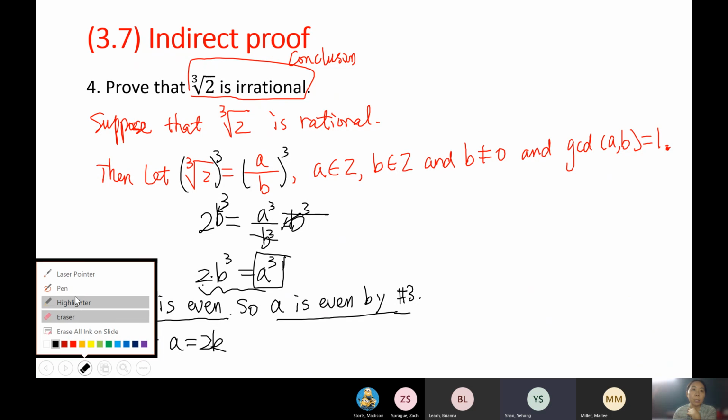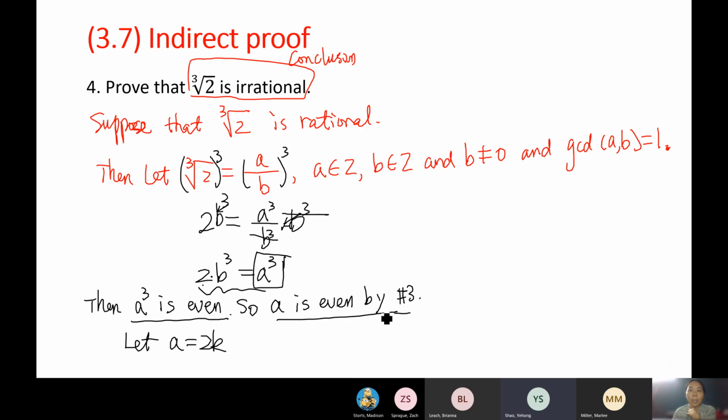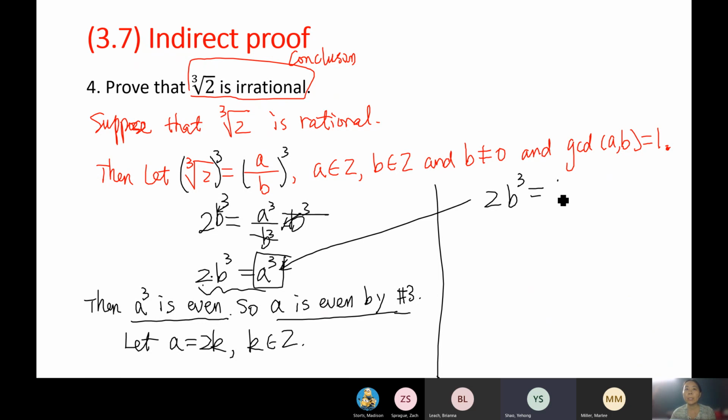So that's why we need to continue, because since we know a is even now, how about we let a be an even number, which is 2k. So we are going to plug it in here. Left-hand side, we keep it. Right-hand side, we replace a with 2k. And we simplify the right-hand side, which is 8k cubed. If it's a multiplication, you can actually distribute the exponent. And we divide both sides by 2. That gives us b cubed equals 4k cubed.